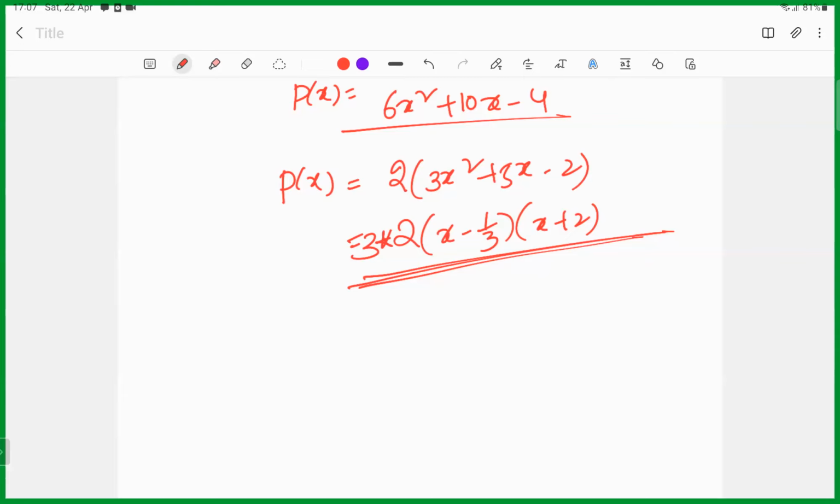Then take out the constant common. From 6x, you will take out the common. That's why I express everything in terms of k into x minus alpha into x minus beta. I'm asking you to express with a constant k into x minus alpha, x minus beta. Means there should not be any coefficient here. So you need to take out 6 common there.